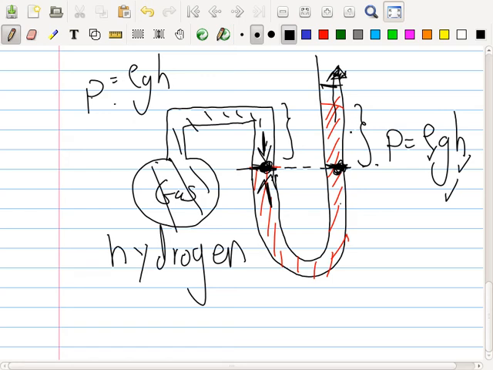Now, you know the P from this side. Maybe you don't know the density, but you know the g and you know the h. So we could calculate the rho. The pressure is equal for both, yeah.